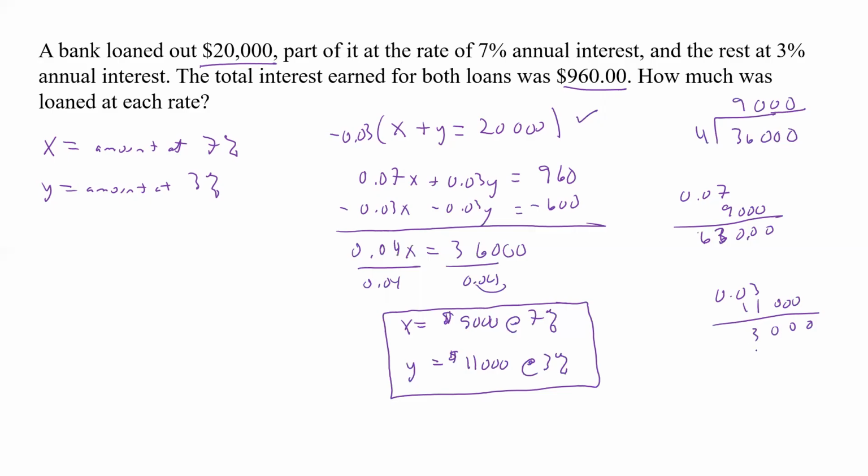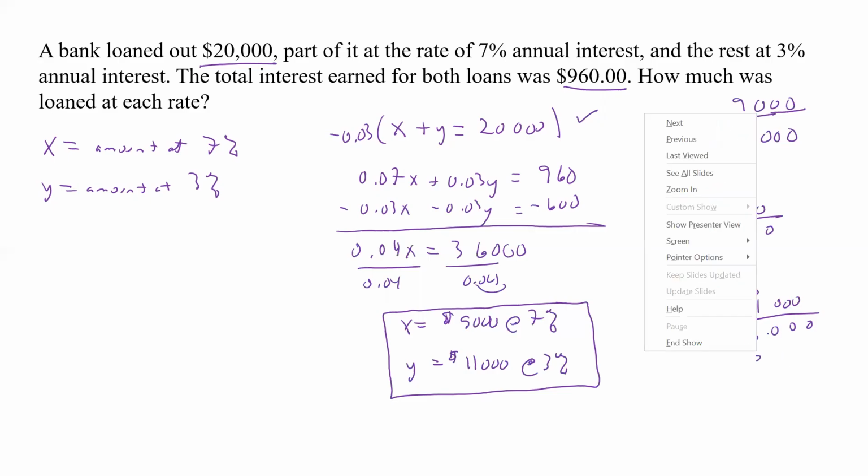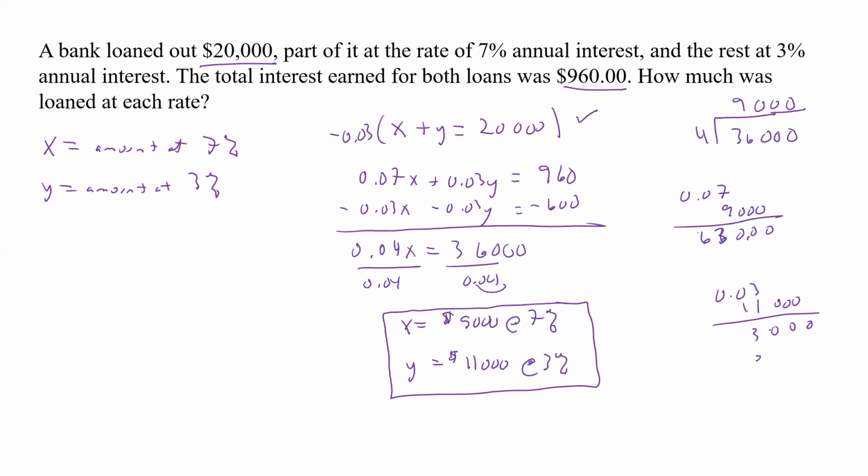So it's 3 times 11, that's 33,000. Move it over twice, 330. And so it's going to be 960. And that's what it's supposed to equal. So looks like we have the correct values for our 9,000 at 7% and 11,000 at 3%. All right, let's pause here.